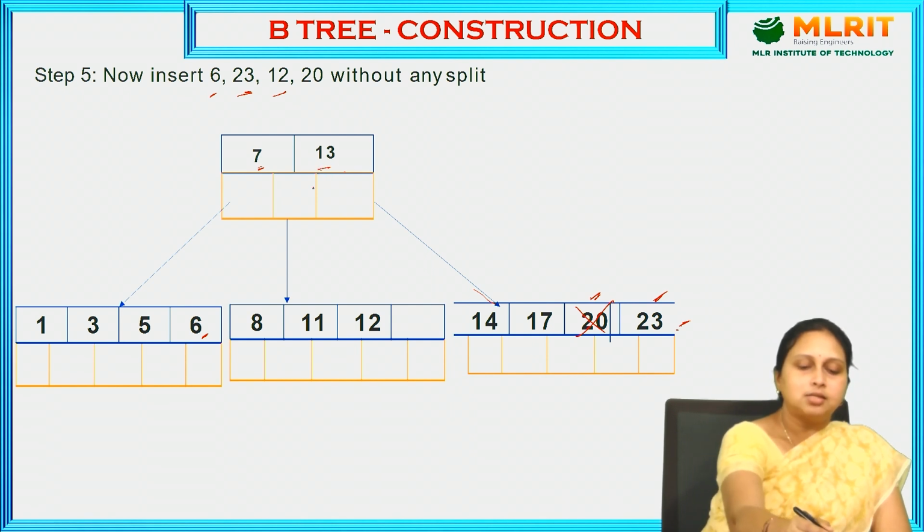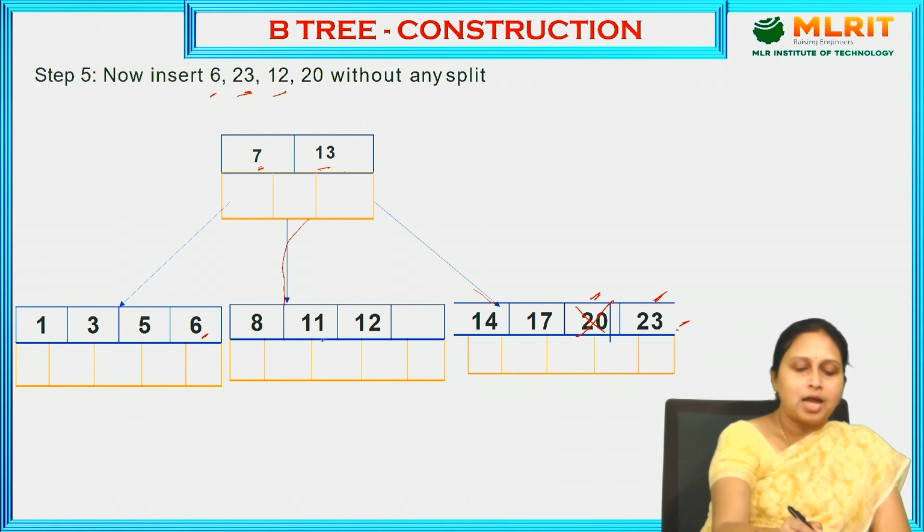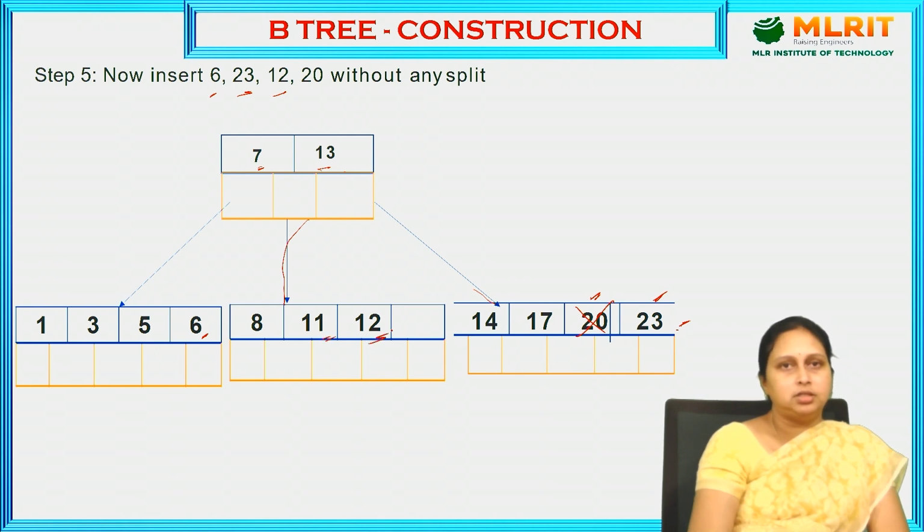It is less than 13. So I need to move to the left of this tree. So it has to be placed after 11. You have the place, right? 4 keys can be placed here. So we are going to place it as this one.